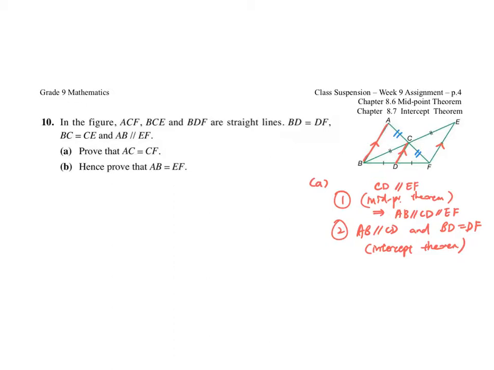For part B, now you have some midpoints, which are BD equals DF, AC equals CF. Then you can claim that one length is 2 times the other length. It means that if AB is 2x, then CD would be x. And then you can use the midpoint theorem again for triangle EBF. Then you can claim that EF would also be 2 times CD. So you can make the conclusion that AB equals EF.